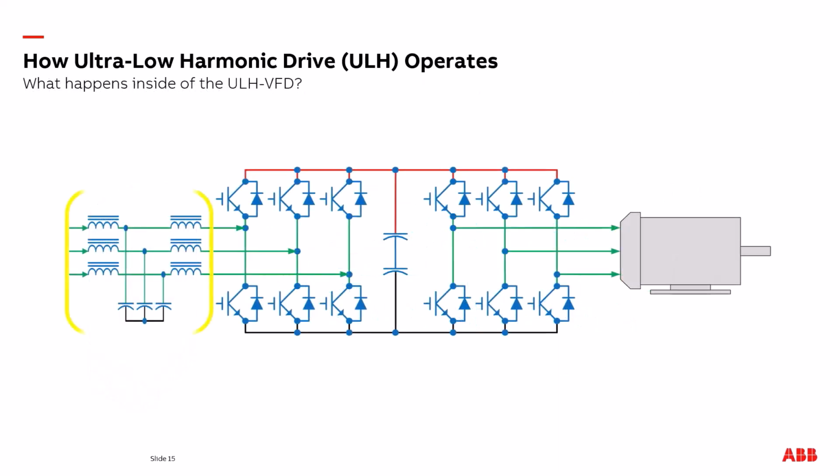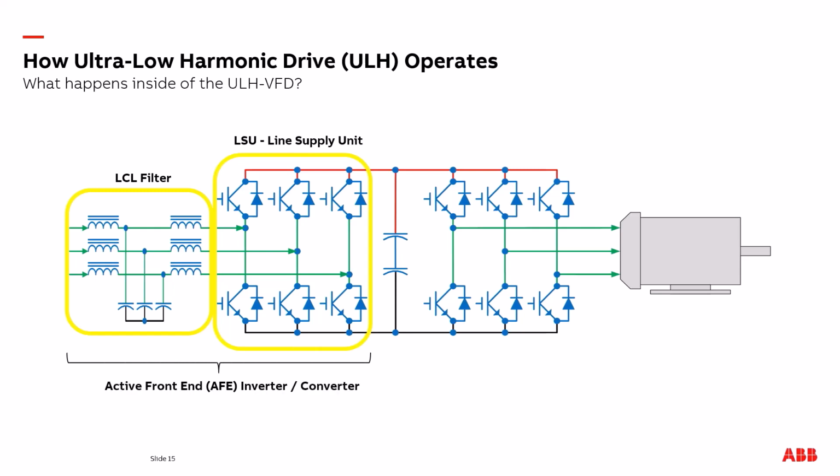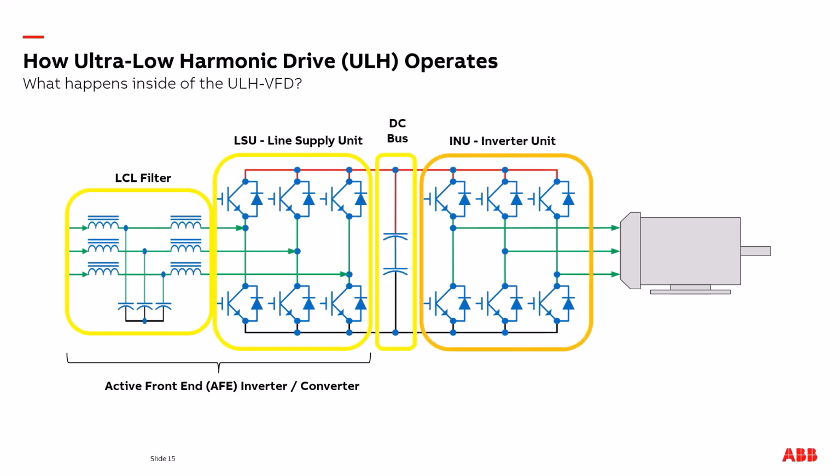When looking at the power structure, we have an LCL filter built into the drive. We have what we call our line supply unit. This is a set of IGBTs on the input of the drive. This LCL filter and the line supply unit make the active front end inverter/converter. We have a DC bus, and we have our inverter unit, our INU. The INU unit supports the motor.